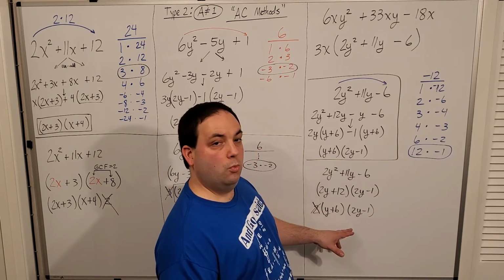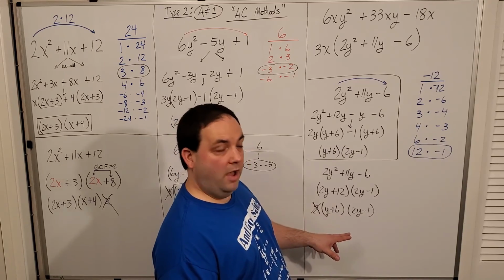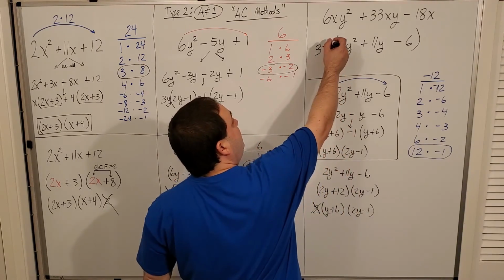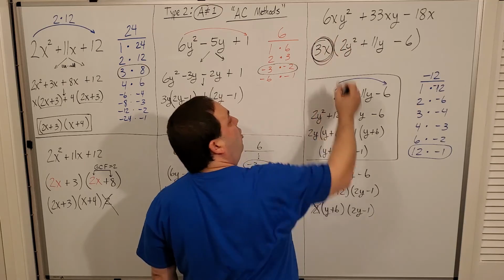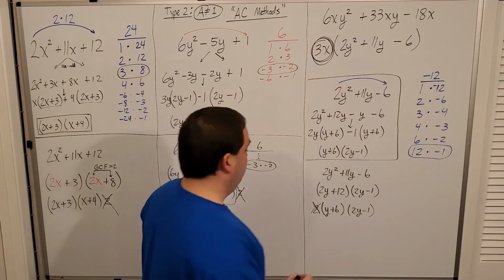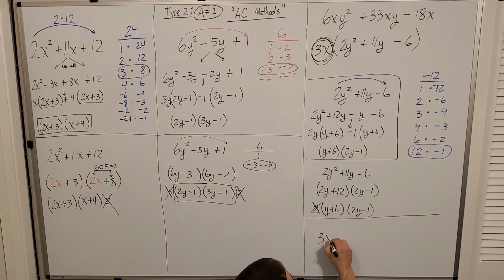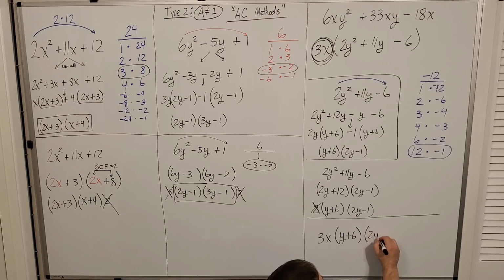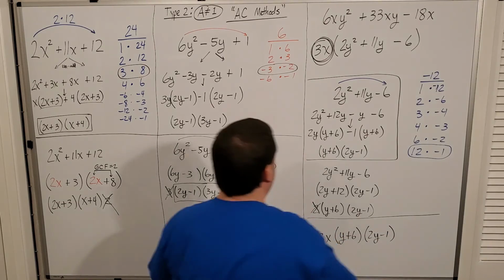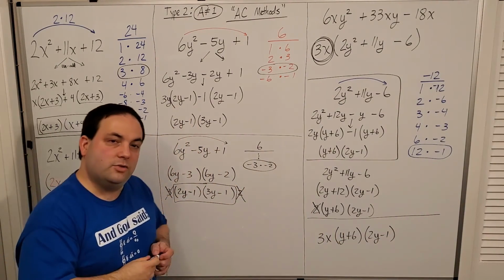Okay? But we need to write the official final answer. Don't forget, this 3x is part of the answer. So, final answer here is 3x times y plus 6 times 2y minus 1. It's the official final answer there.